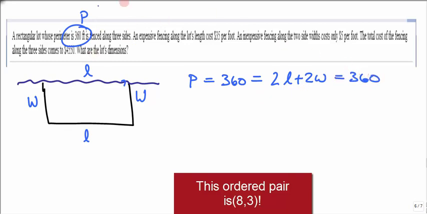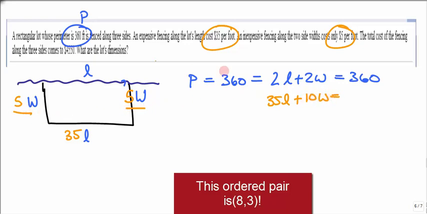Now my cost, let's see, an expensive fence along the lot's length is $35 per foot. So the cost to fence this distance is 35 times L, the number of feet. And then $5 per foot are on the sides. So this is $5 times the number of feet. So I know that 35L would be the cost of the long side. Each of the smaller sides would be 5W plus 5W or 10W, and the total cost is $4,550. So this is my system of equations.